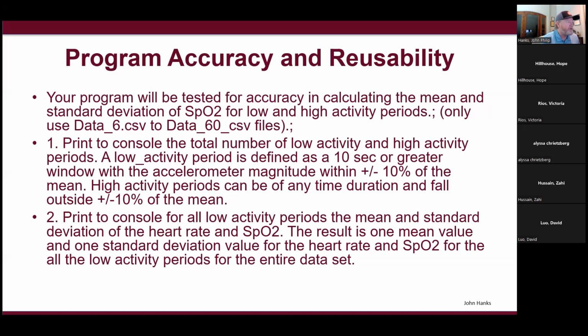The second thing here is to print to the console, for all the low activity periods, the mean and standard deviation of the heart rate and SpO2. So just take the low activity periods and output the mean and standard deviation. The result is one mean and one standard deviation for the heart rate, and one mean and one standard deviation for the SpO2, for all the low activity periods across the entire data set.